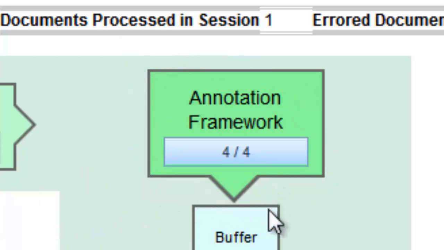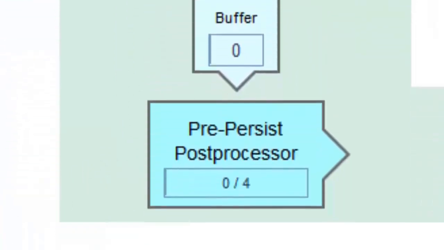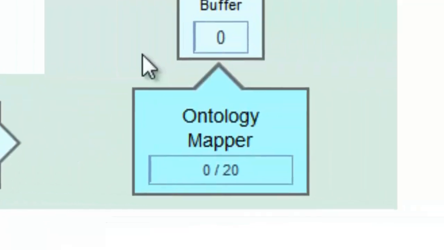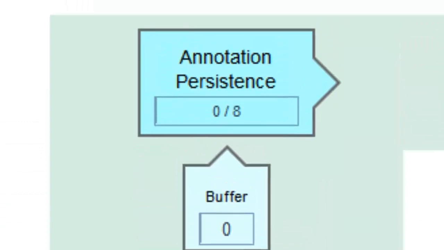Once annotation has been completed, it goes on to post-processing, which includes mapping the data that's found by our text analytics tools onto that same central ontology that we were looking at in Anzo for Excel. Finally, after the post-processing is completed, the documents end up in the hopper.